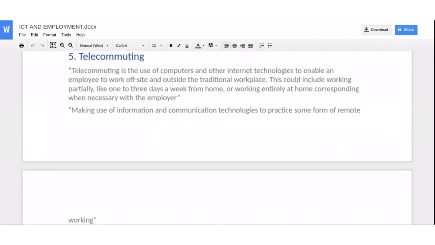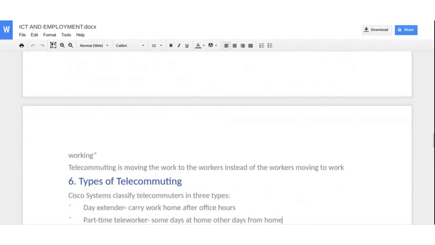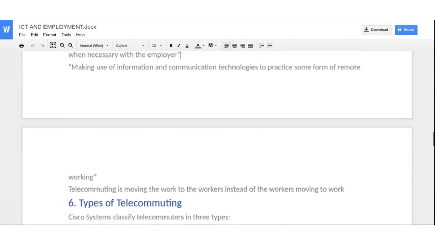So as it continues, they are making use of ICT to practice some form of remote working. So that's an alternative way of describing telecommuting, making use of ICTs to practice some form of remote working. All right. So telecommuting is moving the work to the workers instead of the workers moving to work.